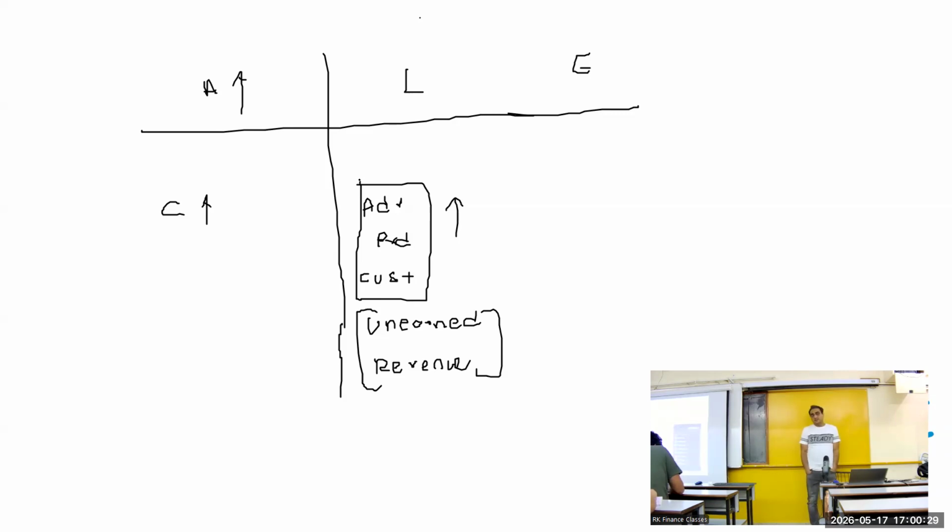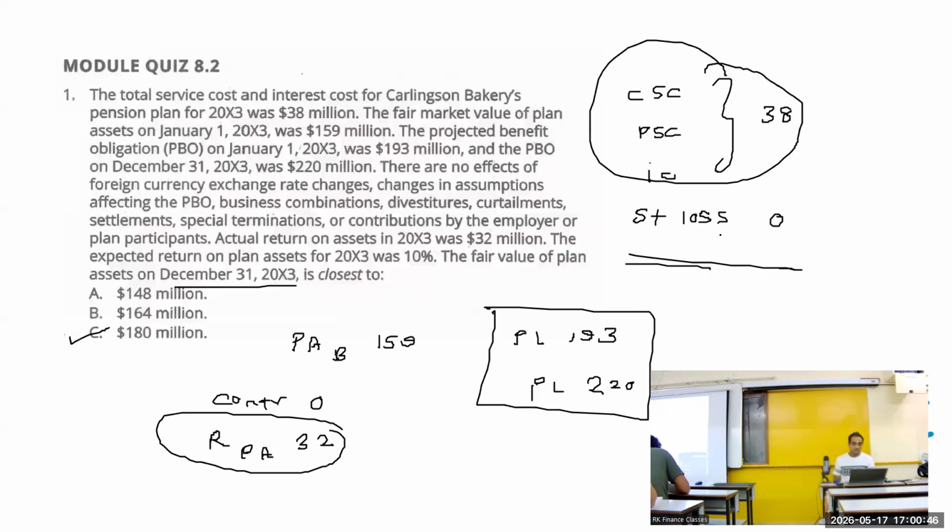Equity has how many parts? Two. Share capital and retained earnings. Okay, let's go to the equity part that I'm going to discuss. Share capital and retained earnings. Okay, I'll ask about equity later on.